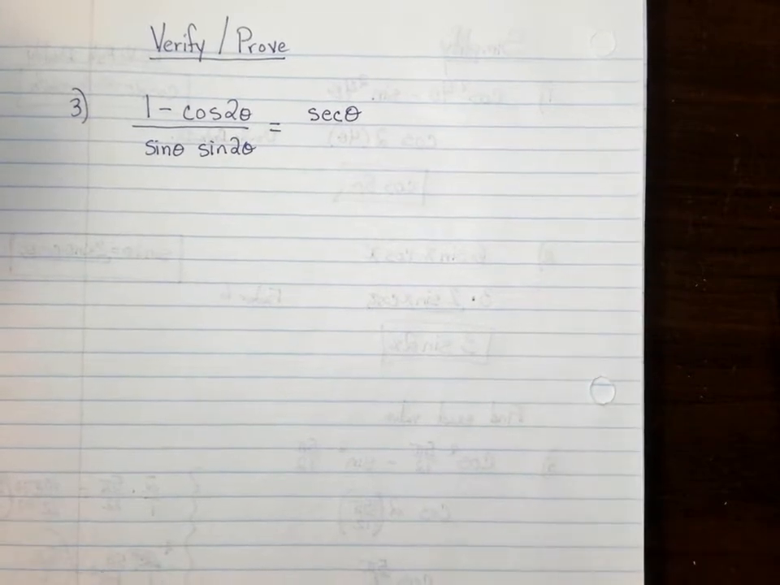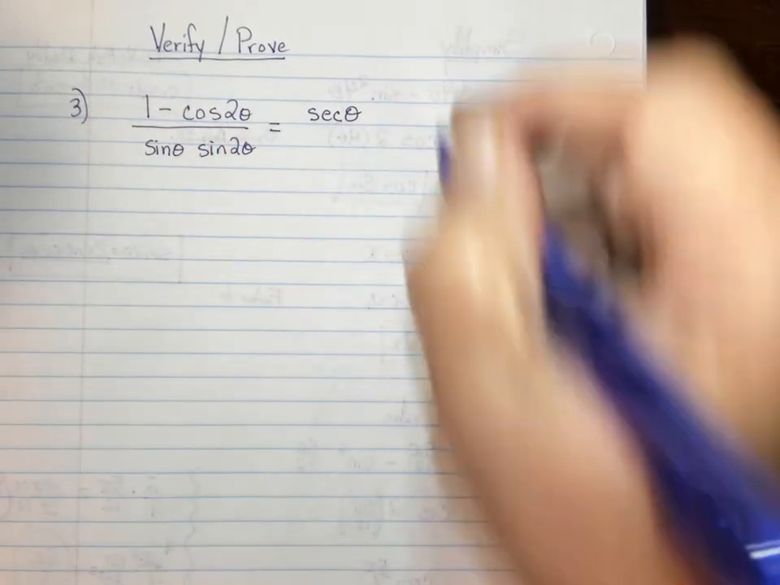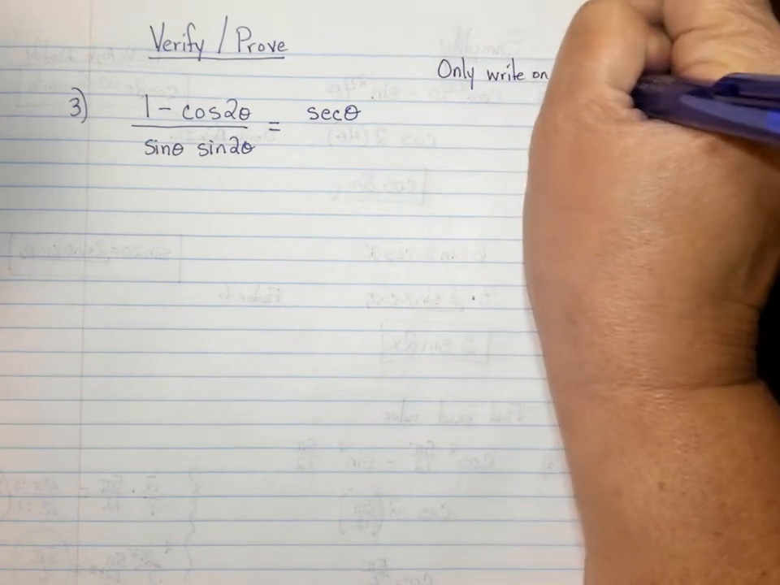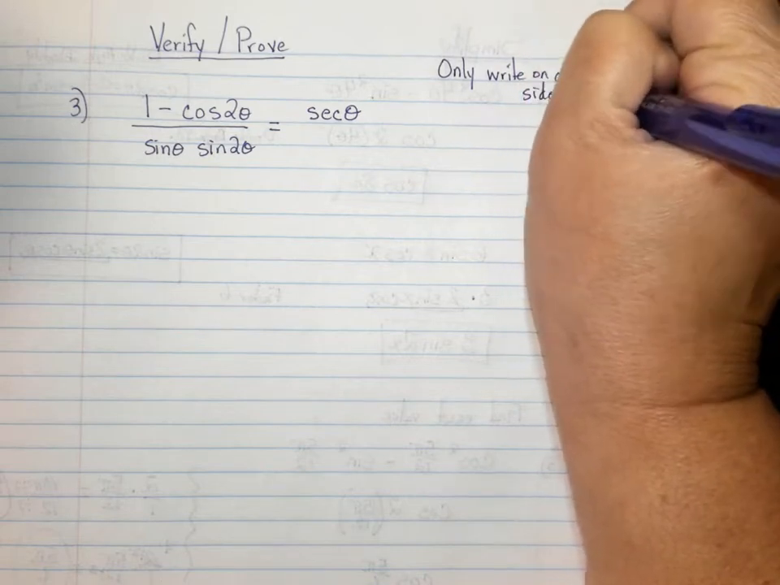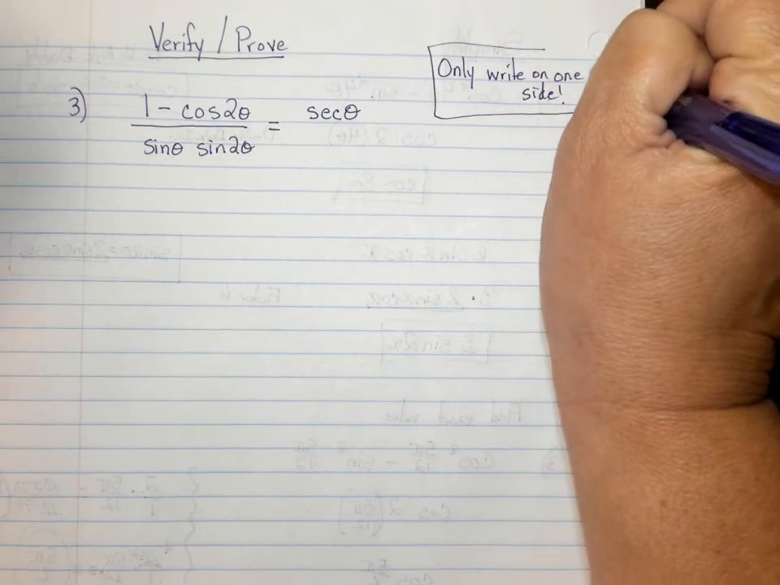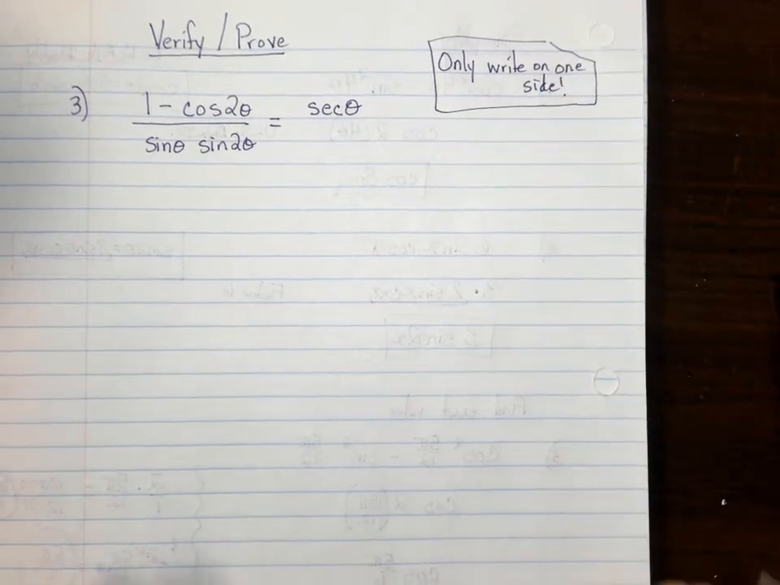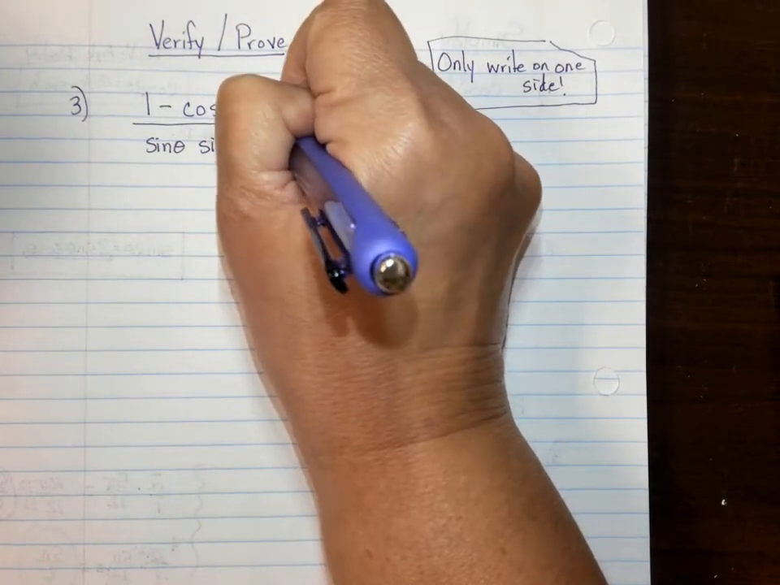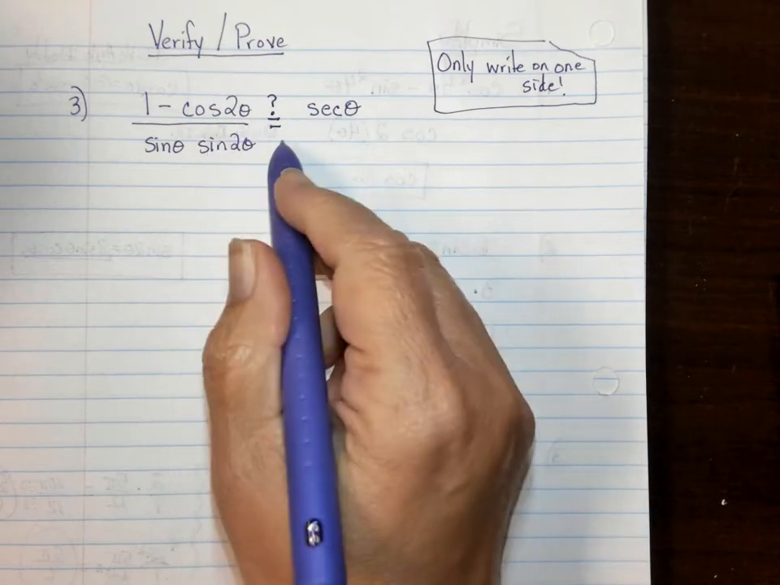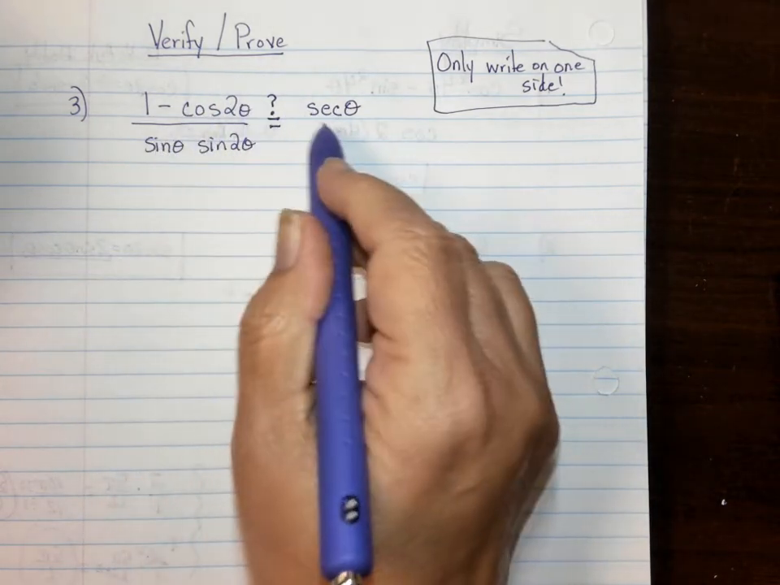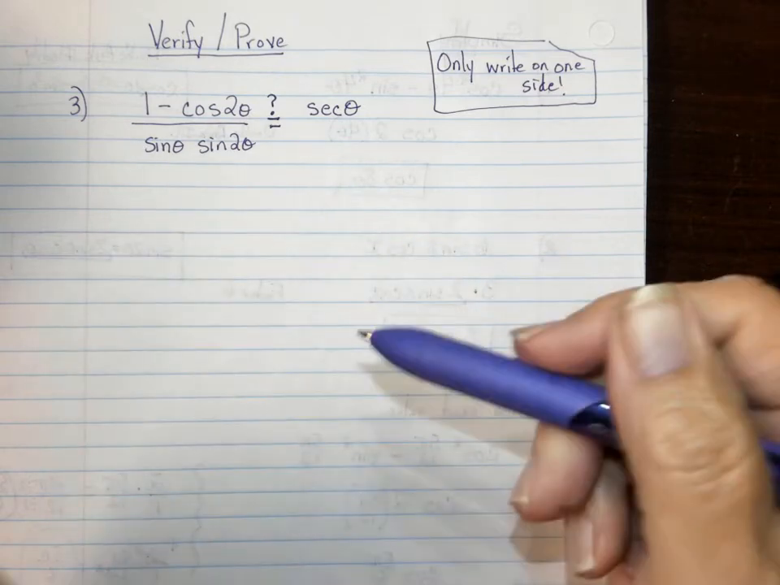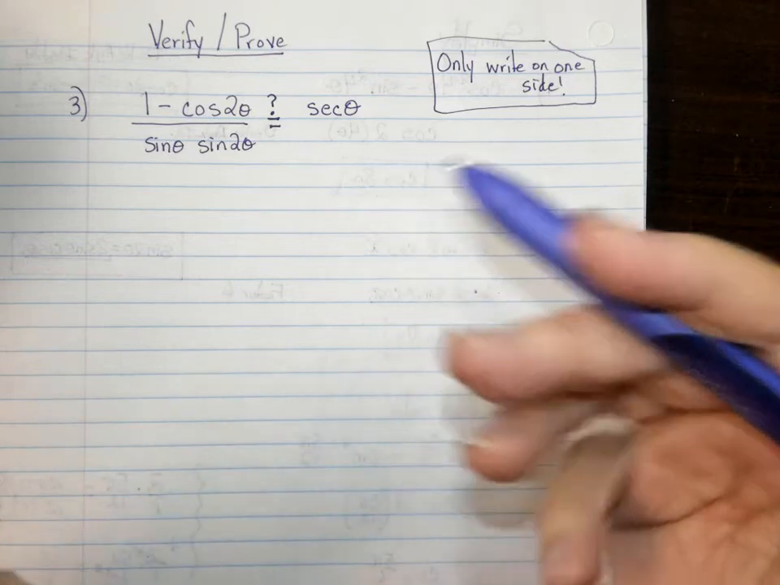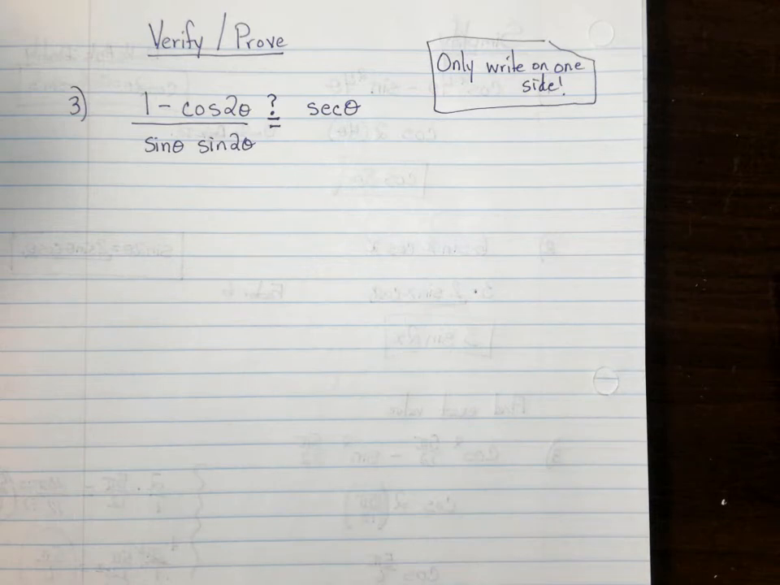When we are doing a verification or a proof, we only write on one side of the equation. Here's the thing. We don't know if this is true, right? We're trying to prove that it's true. If we start doing things to both sides of the equation, then we are assuming it to be true. And you can't assume it to be true. That's what we're trying to prove. So you cannot work across the two sides of the equation.